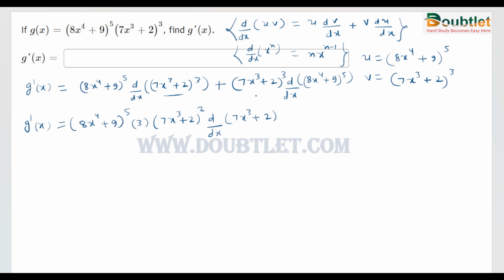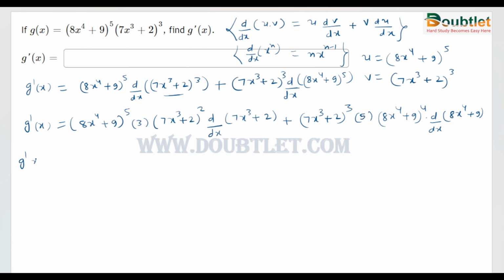Then we will take this term, so plus (7x^3 + 2)^3, and if we differentiate this, we will again use power rule. So 5 will come in front, so 5 times (8x^4 + 9)^4, and now we have to differentiate this function by chain rule. So it will become dy/dx of (8x^4 + 9).